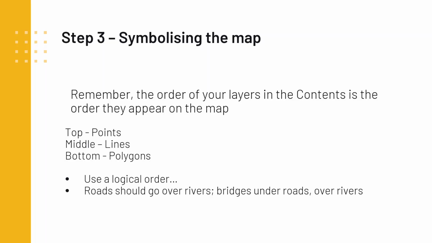When you're symbolizing your map, remember, the order that the layers appear in your contents pane on the left side is the order they appear on the map. Typically, you should have the points on the top, then the lines, and then the polygons on the bottom. If you have rasters, they typically go below the polygons. Other than that, you should use logical order. So for instance, if you have a river and a road, then you should have the road over top of the river, or else it's going to look like your road is flooded out. So again, use logical order where it makes the most sense.